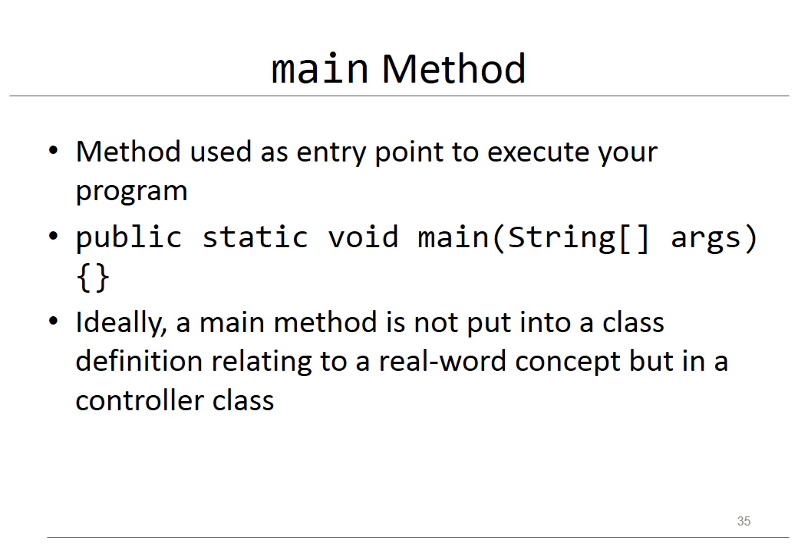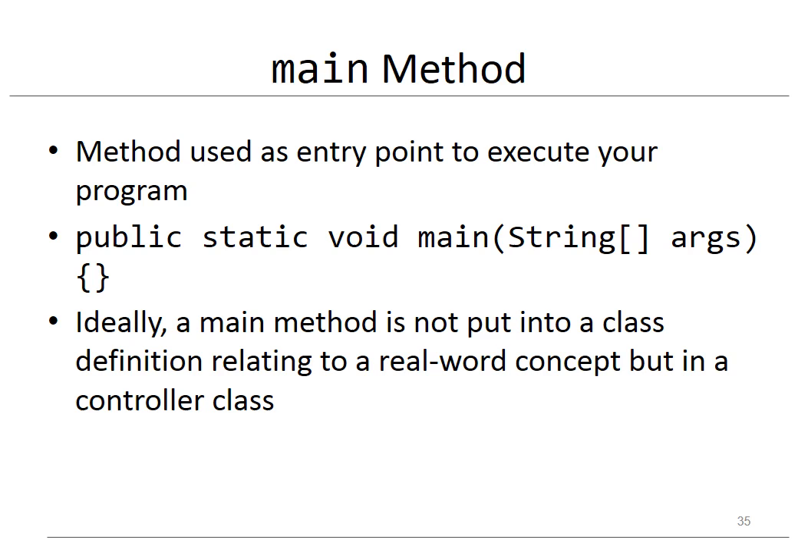The keyword public is an access modifier indicating that the method is publicly accessible. We will explain more about access modifiers in a later chapter. The main method does not return anything, as indicated by the keyword void. It also takes only one argument, which is an array of strings.